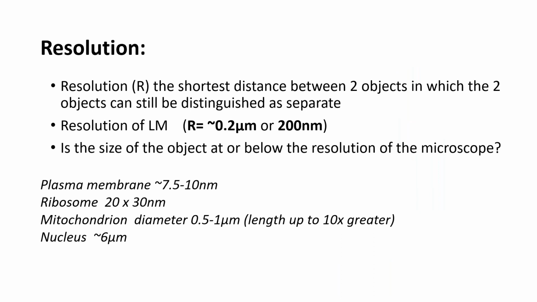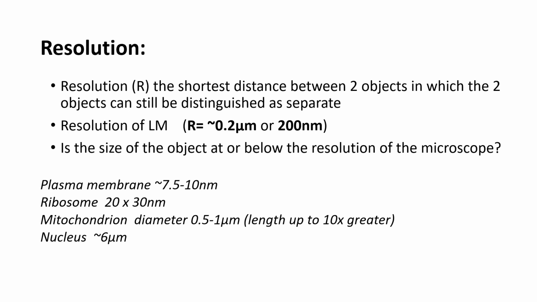Resolution is something that we need to consider, and that is defined as the shortest distance between two objects in which the two objects can still be distinguished as separate. So the resolution is probably the most important thing for a microscope. And the resolution of the light microscope, as I have here, is 0.2 microns. And again, the resolution is directly proportional to the wavelength of light. And so that's going to pretty much limit what our resolution can be.